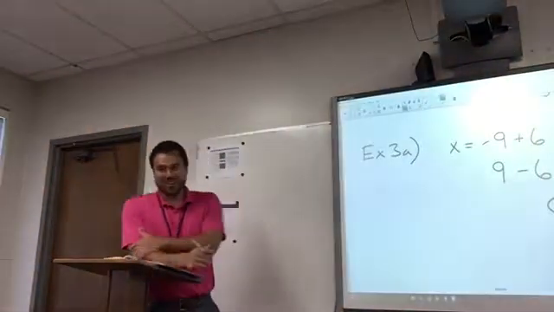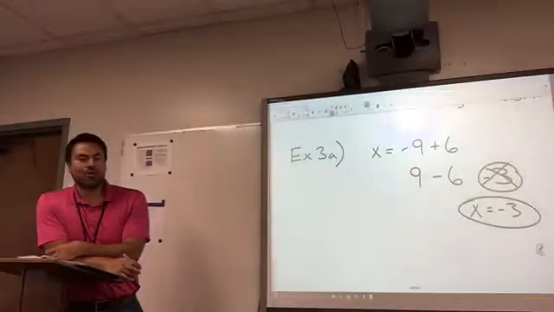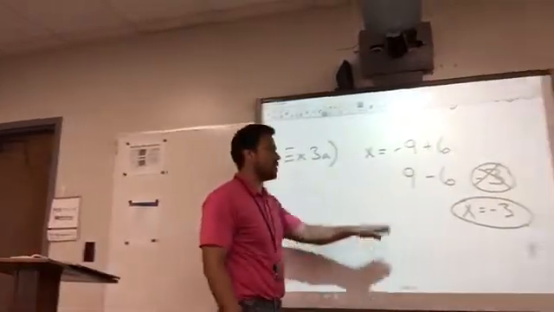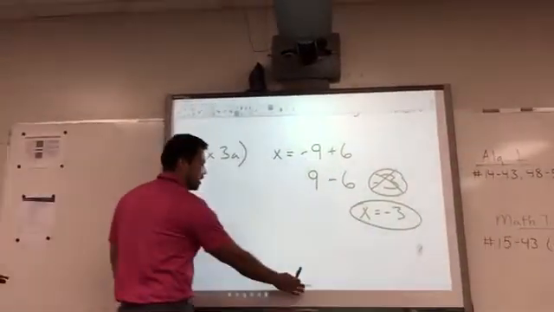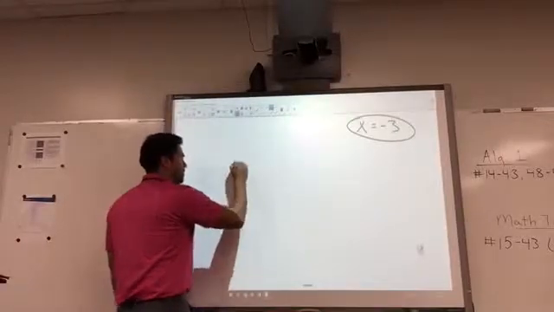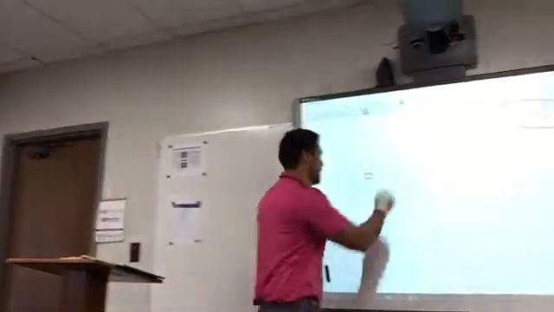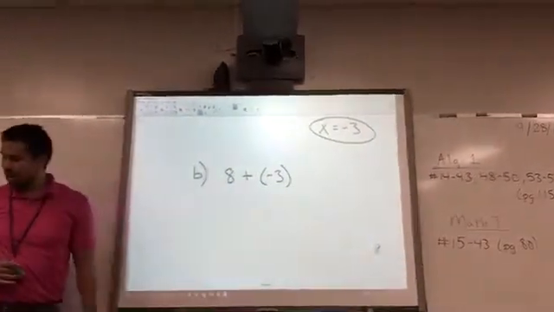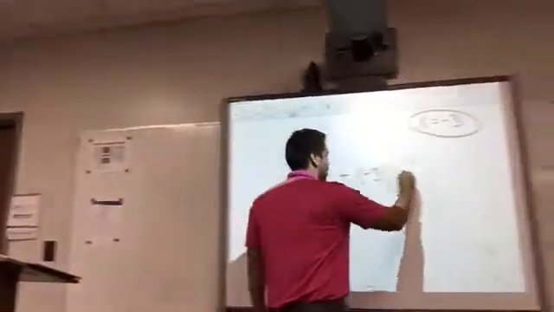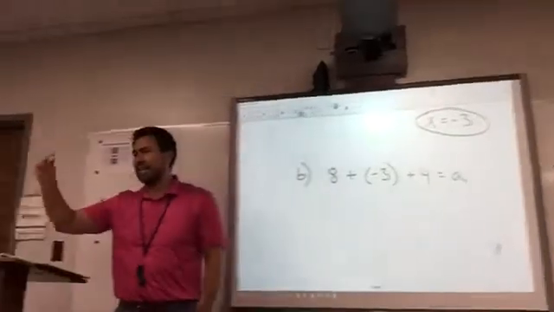Some are taking it harder than I thought. Okay, but anyway, that's what you want to have for your answer. X equals negative 3, because you're solving to give me what the variable equals. And in that case, it's what it equals. Okay, B. B is going to be 8 plus negative 3, and then they do something to us, plus 4 equals A.